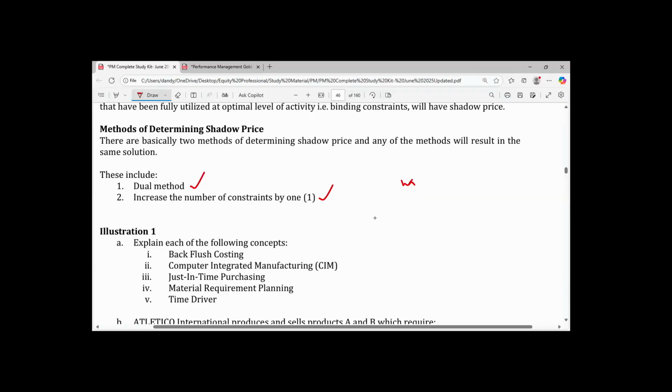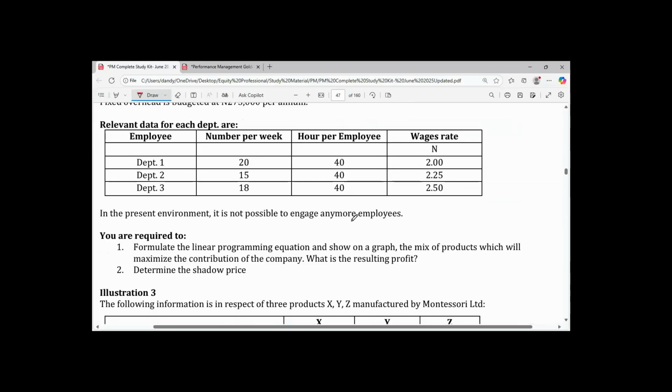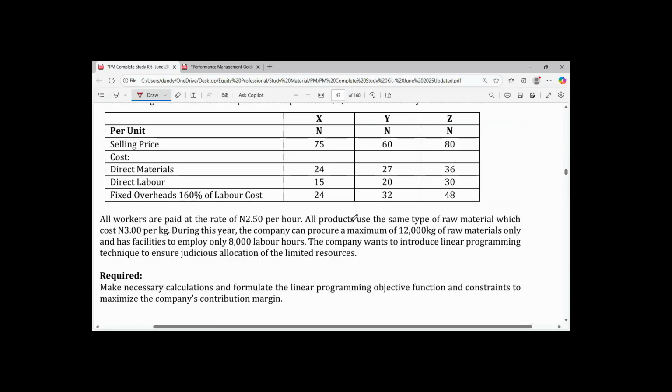We are going to test the two of them as we proceed. So we have 2 illustrations to solve tonight, and then after the 2 illustrations, if we still have time, I might introduce you to cost volume profit analysis. But let's take it one by one. Let's have illustration first.